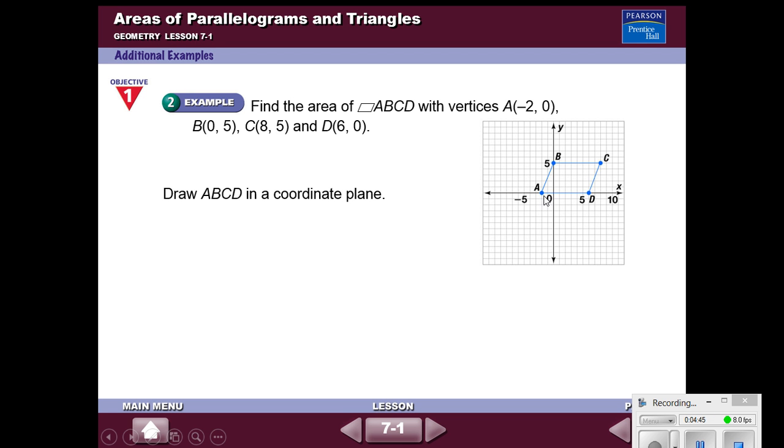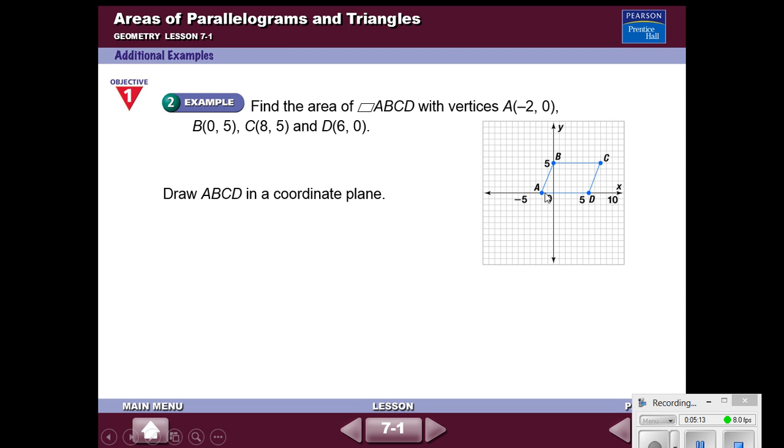What's nice is that you could easily determine which height and which base to go with, because here our height is going to be this distance straight down from B to the origin. And since B has coordinates (0, 5), we could conclude that the height of this segment here is going to be 5.